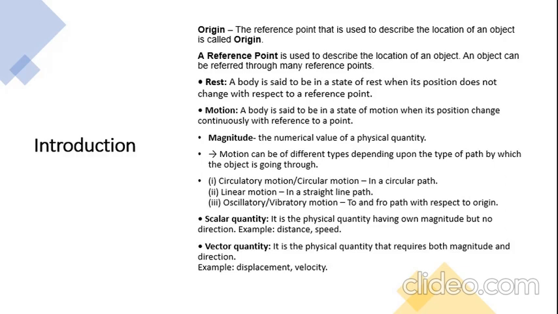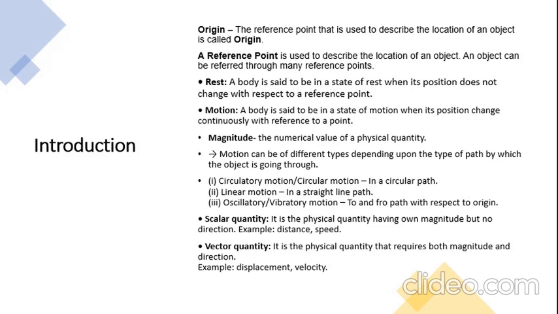And the next point. Motion can be of different types depending upon the type of path which the object is going through. Few types I have given here. Circulatory motion or circular motion. Whenever an object takes a circular path, that motion is called circulatory motion or circular motion. And the next is linear motion. Whenever an object takes a straight line path, it is called linear motion. And the third, oscillatory or vibratory motion. To and fro path taken by the object is called oscillatory motion or vibratory motion.